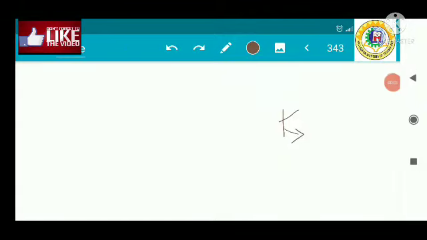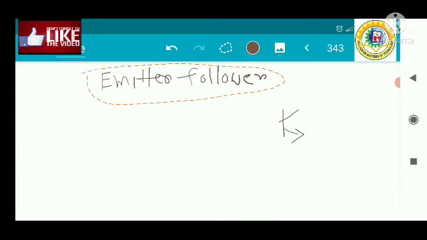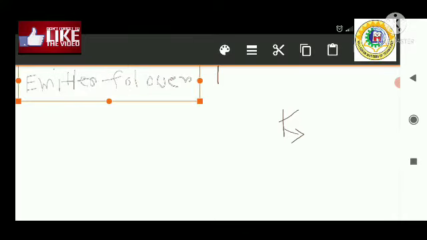Okay, so today we will now discuss the emitter follower configuration. This is a new configuration in which we will discuss the different parameters that we already tried to find out in other circuits also. So the name of the circuit is emitter follower.